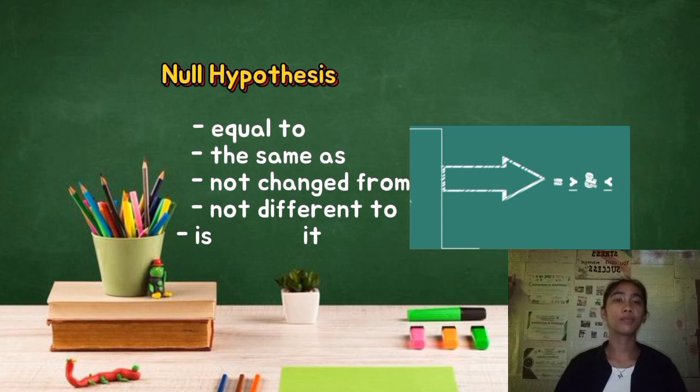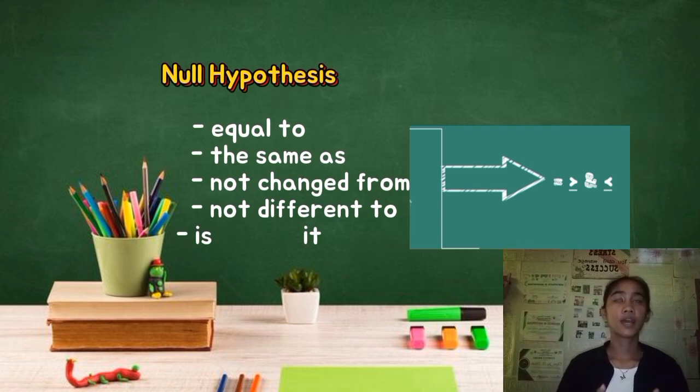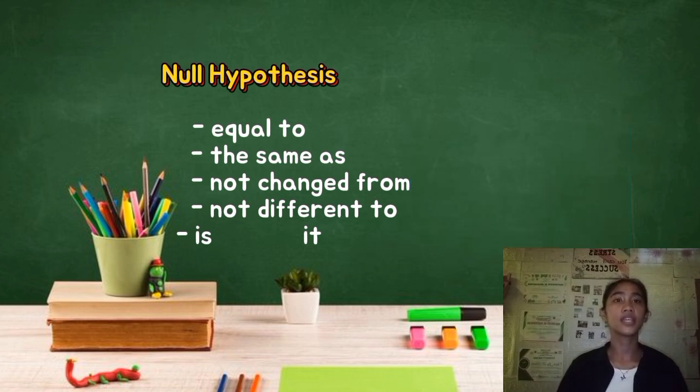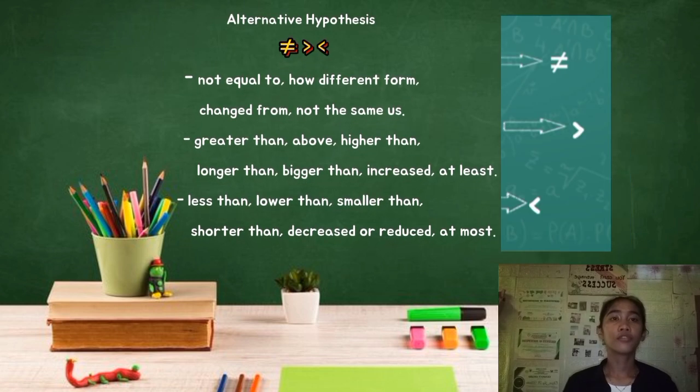In formulating hypotheses, there are some important keywords in the null hypothesis. First, equal to. Second, the same as. Third, not changed from. Fourth, not different to. And lastly, is. For the alternative hypothesis, we have the symbols of not equal, greater than, and less than.